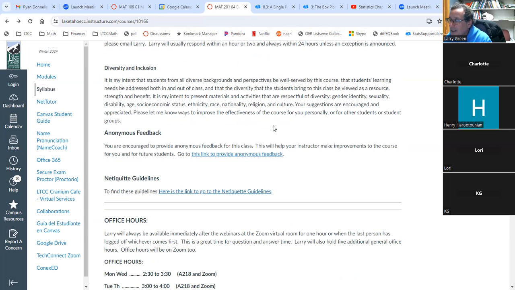Diversity inclusion, very important that you treat everyone with respect, regardless of whatever their background is. We're all adults. Treat people honorably and nice to each other. That's all I ask. That's the main thing.